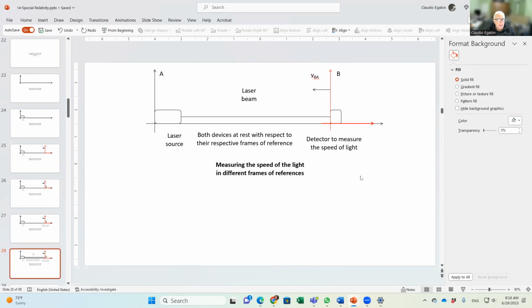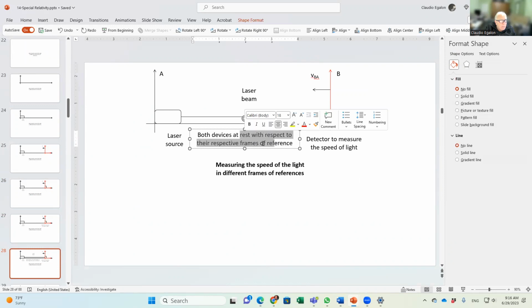You go ahead. Both devices are at rest with respect to their respective frames of reference, right? They're not at rest with respect to each other. They're at rest with respect to their respective frames of reference. The laser is at rest with respect to referential A. The detector is at rest with respect to referential B. But the referential B is not at rest with respect to referential A.